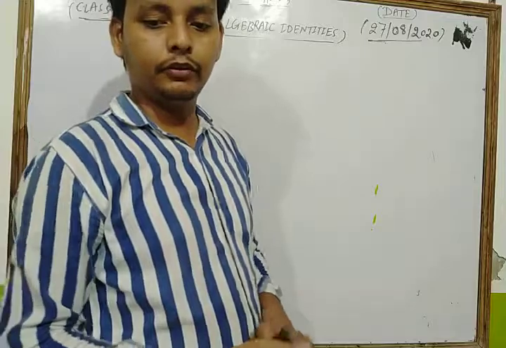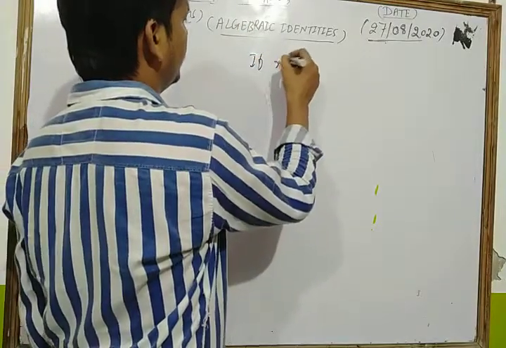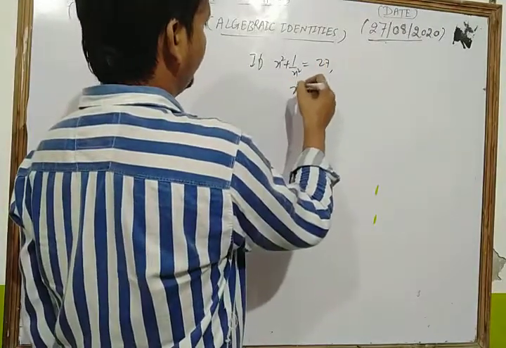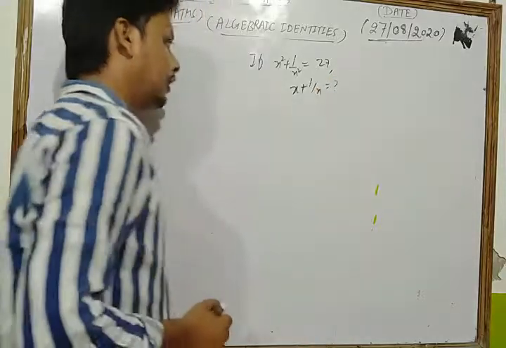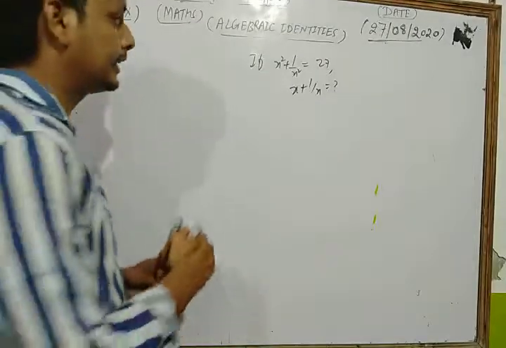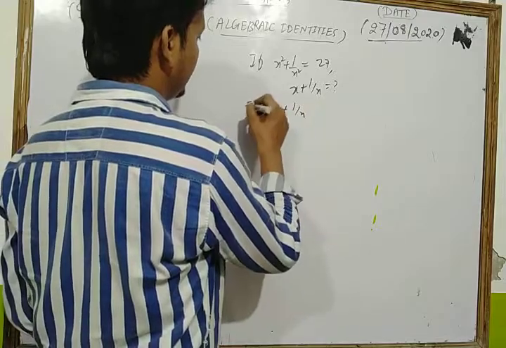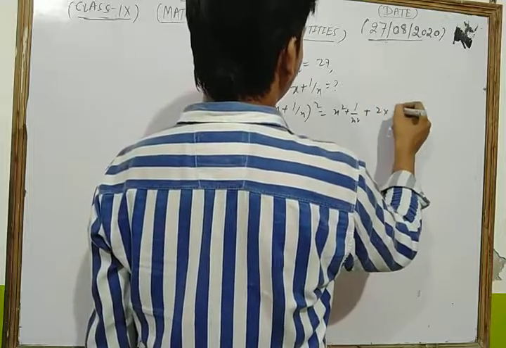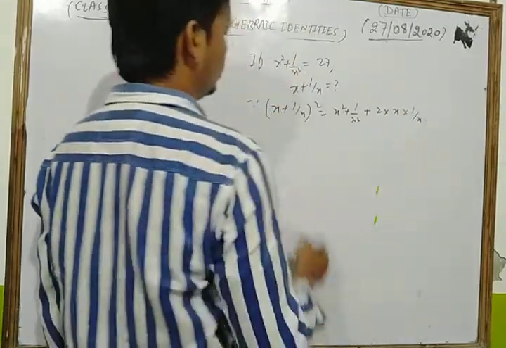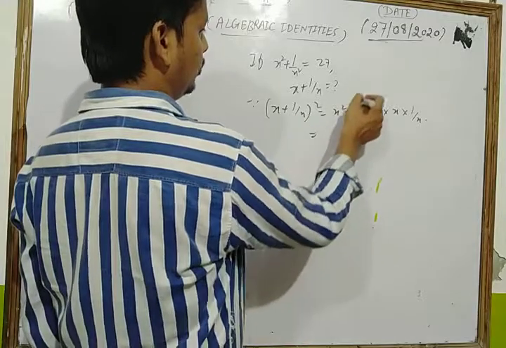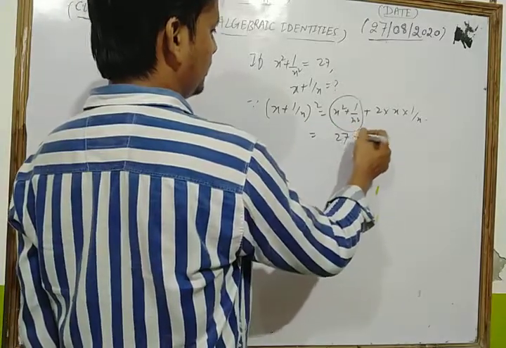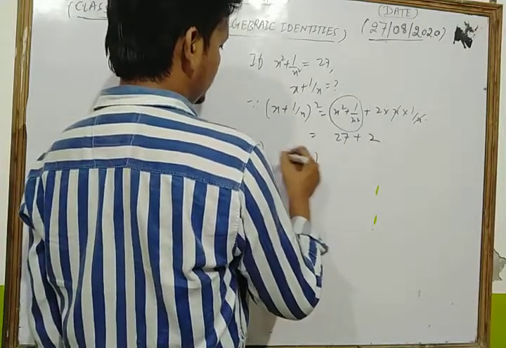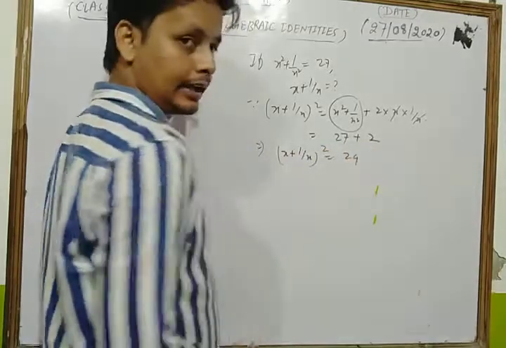Suppose, dear students, that x square plus 1 upon x square is equal to 27, and we find the value of x plus 1 upon x. In this type of question, first you apply the identity: a plus b whole square is equal to a square plus b square plus 2 into a into b. Here we put the value of x square plus 1 upon x square, which is 27, plus 2, as the x cancel each other. So we have x plus 1 upon x whole square is equal to 29.